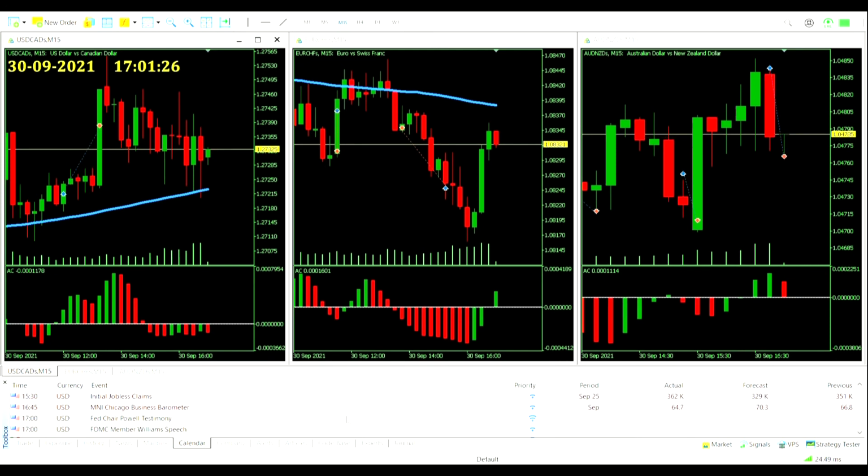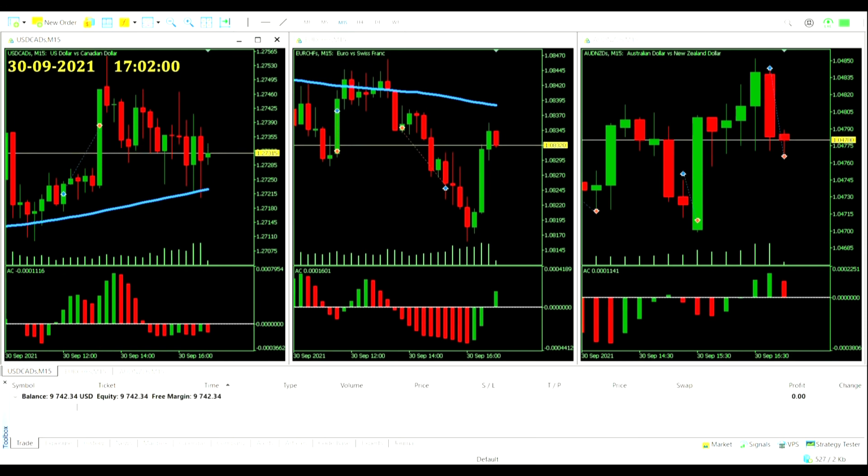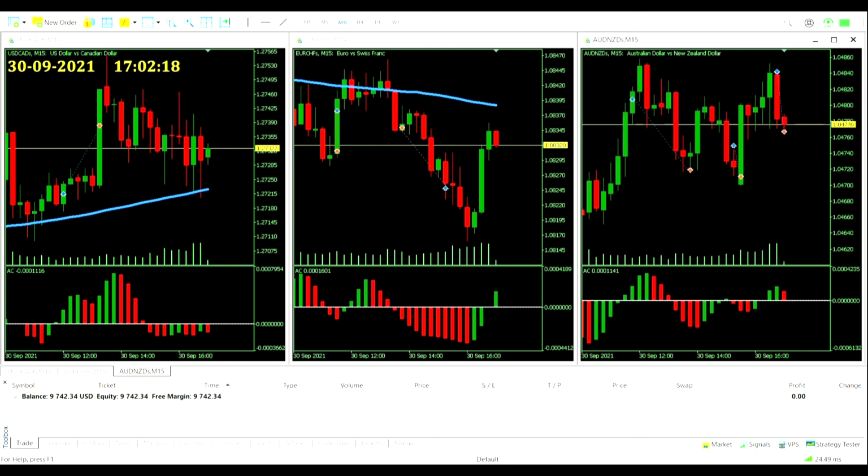The Chicago Business Barometer in the US, 64.7 actual against 70.3 forecast. A little bit weaker than expected for the business outlook there, but not catastrophic by any means. So we do finish the strategy with about a 2.5% loss. From our starting balance of $10,000 exactly, we finished at $9,742.34. Not a good day's trading today, particularly on the Australian dollar, New Zealand dollar.